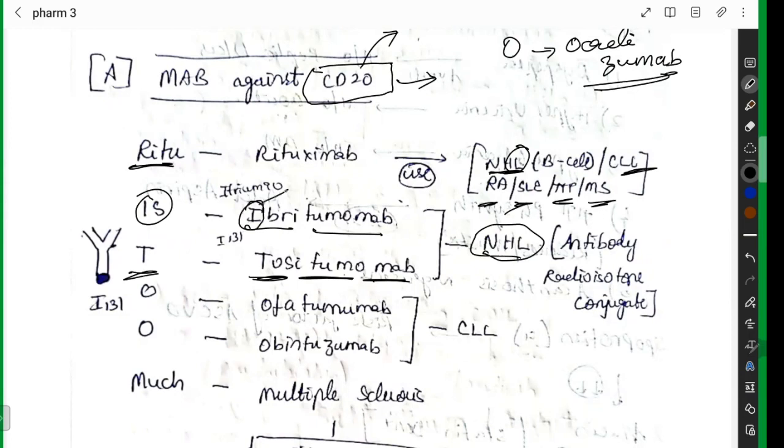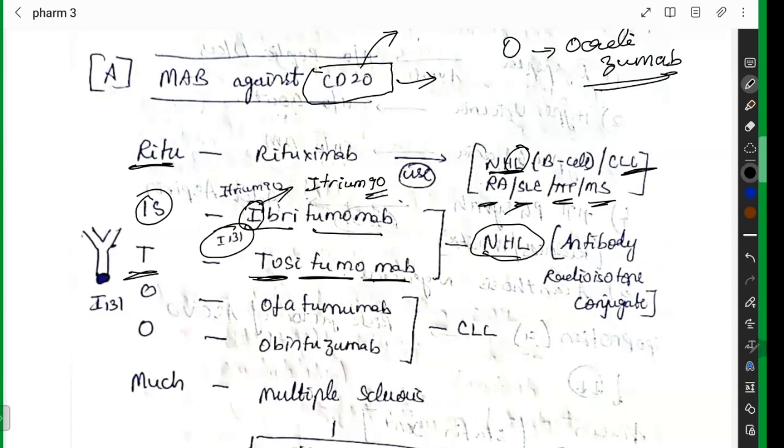So here the antibody is going to be a radioisotope conjugate. What radioisotope? It is going to be yttrium. Have you heard about yttrium? Yttrium is a metal, like your iodine. It's a radioactive substance. Yttrium 90 is used as an antibody conjugate in Ibritumomab. In Tositumomab, you're going to give iodine 131. In Ibritumomab, you're going to give yttrium 90.